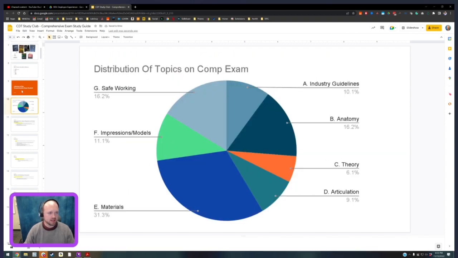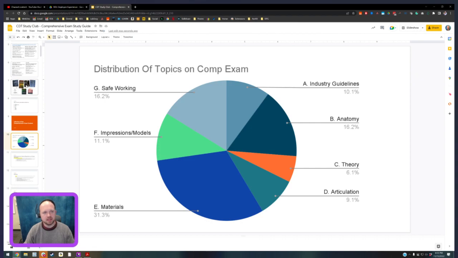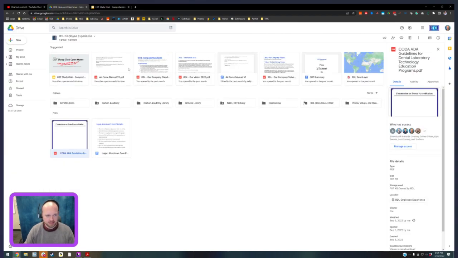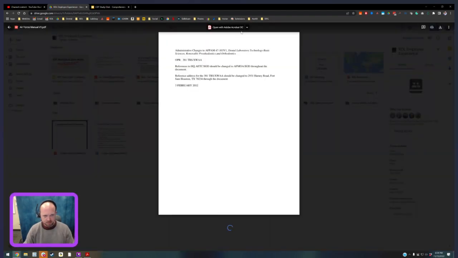Just taking a look at what's covered and some of the resources that you need. The big one that we've been using is the United States Air Force Manual, which is an open product. Like, our tax dollars paid for this product.